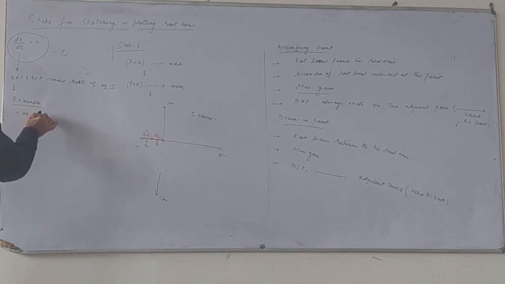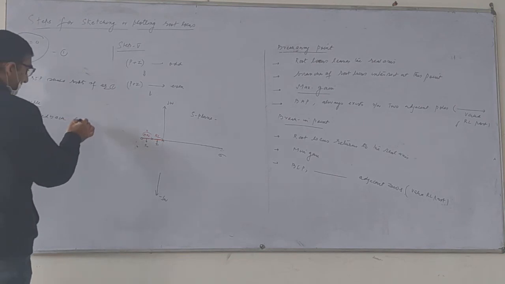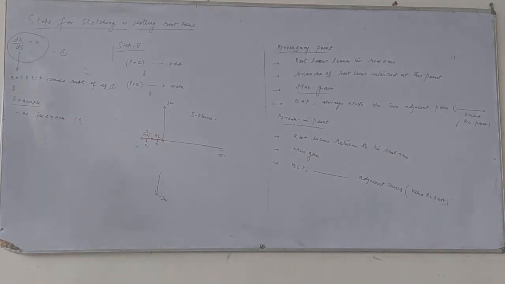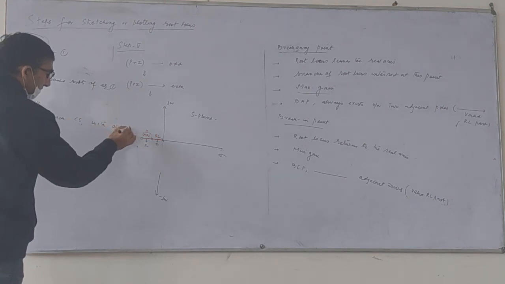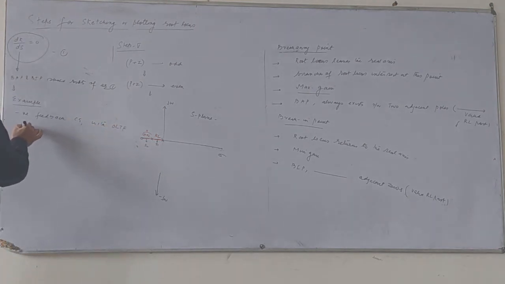Negative feedback control system. Then that system is having a control system with open loop transfer function. So what is that? That should be G of S H of S.